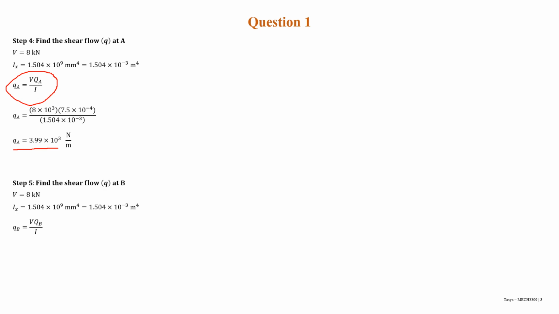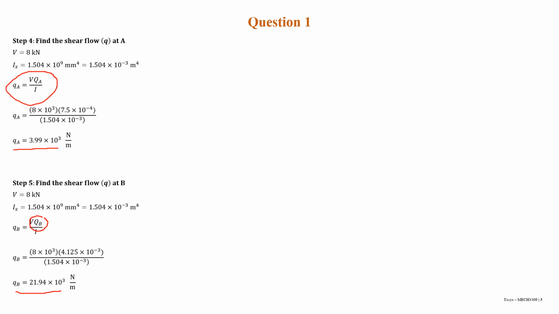The same step should be done for area B. Everything is basically the same. The V is the same, the I is also the same. The difference is only at QB itself. We obtain the QB from step 3. So we just need to put everything in, and we obtain q B as 21.94 times 10 to the power of 3 Newton per meter.